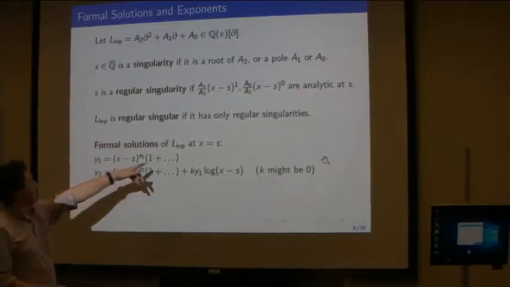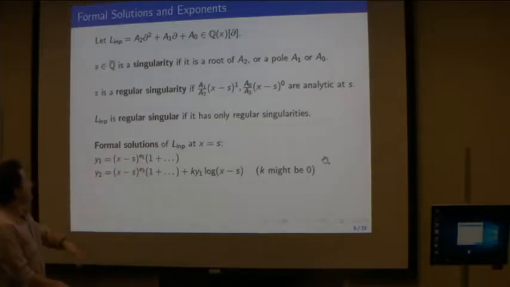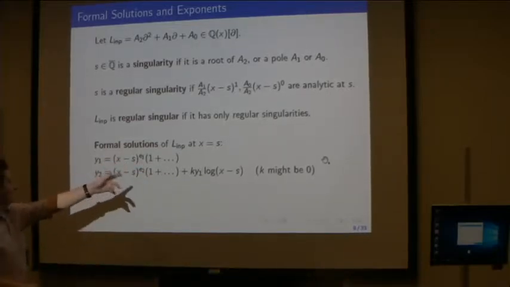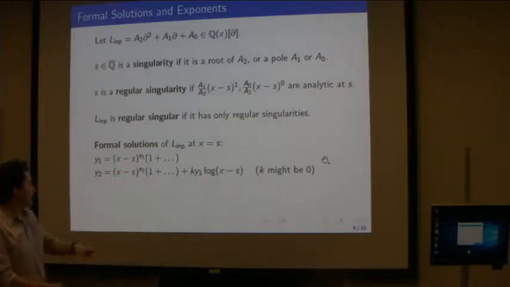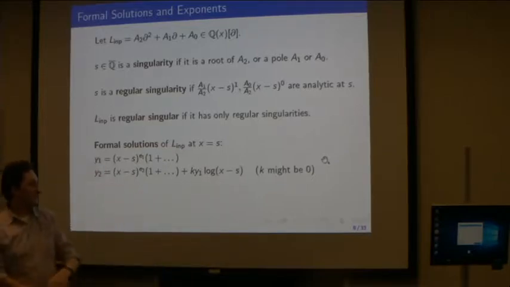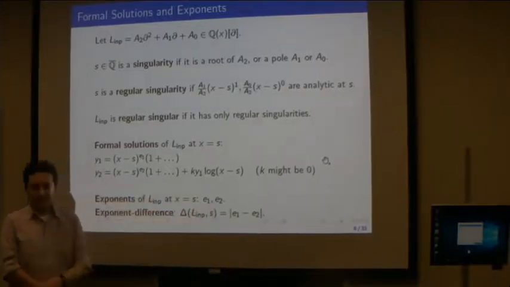So if we have a regular singular operator, and if we have a point, let's say a singularity, then we can compute formal solutions. The formal solutions will look like this: (x minus s) to the e1 times the other terms, and the second solution will look like this. Here we might have logarithms, but k might be 0. So these two numbers are called exponents, e1 and e2.